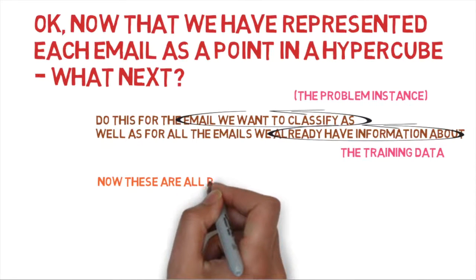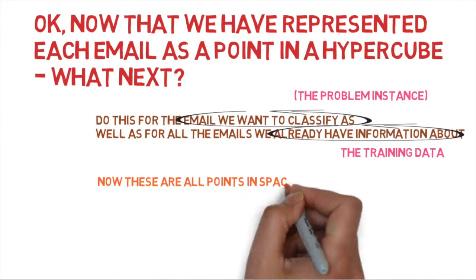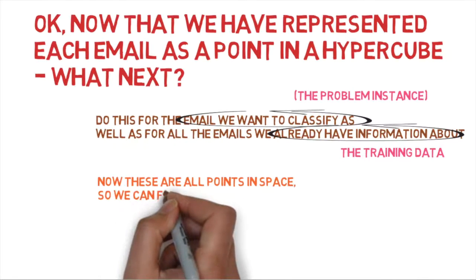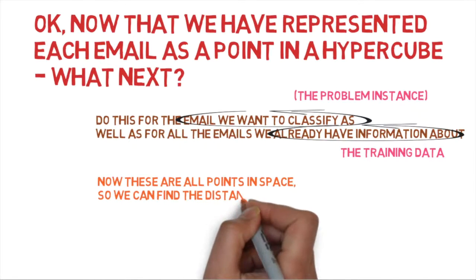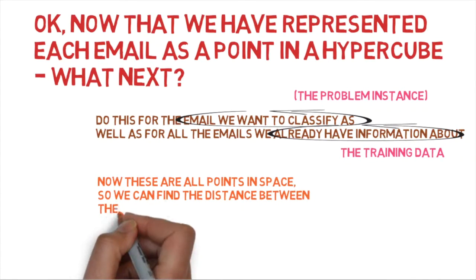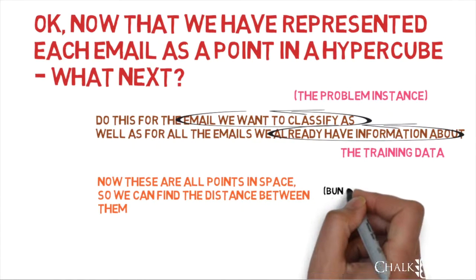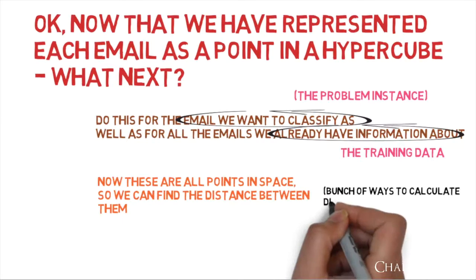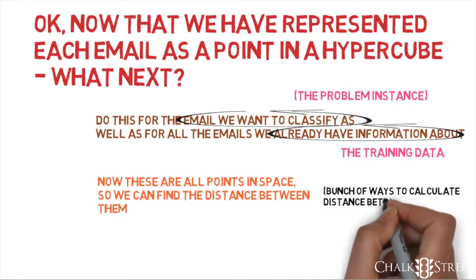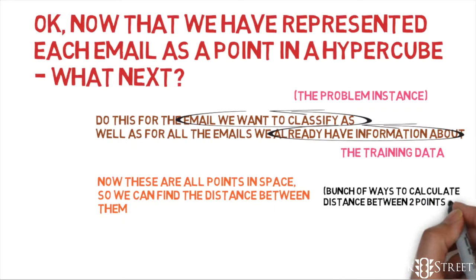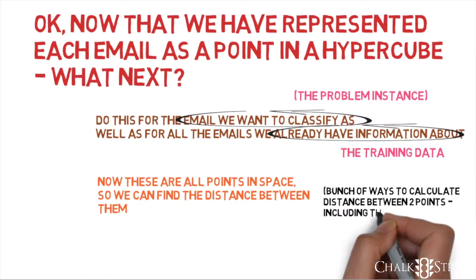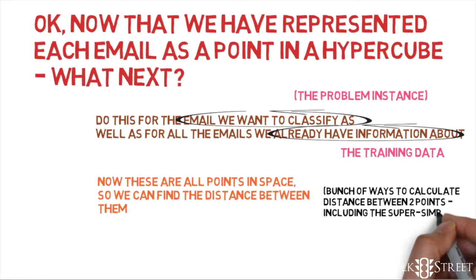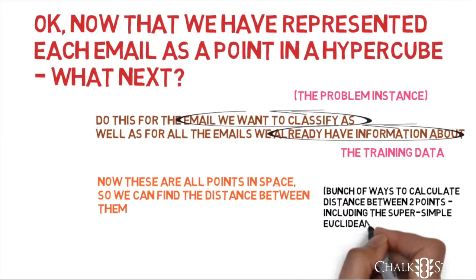The distance is a measure which describes the similarity of these points. The closer they are, the more similar they are. The farther apart they are, the more dissimilar they are. Now, there are a bunch of different ways to calculate distances between points in an n-dimensional space. The super simple one, which you might know about, is the Euclidean distance.